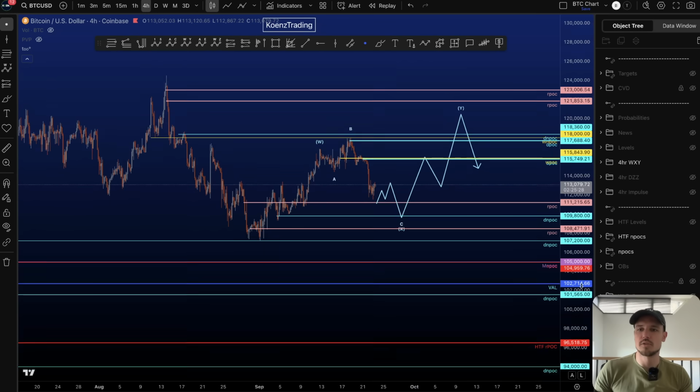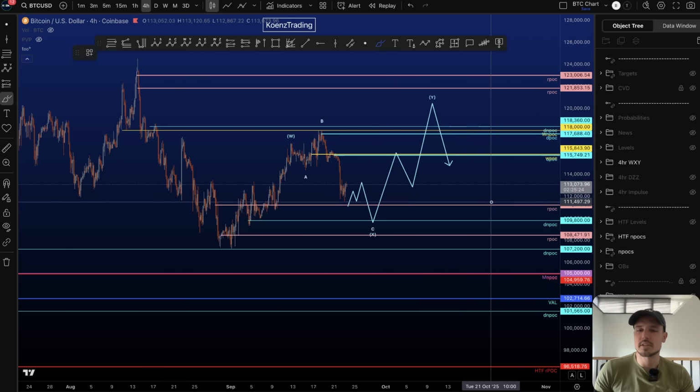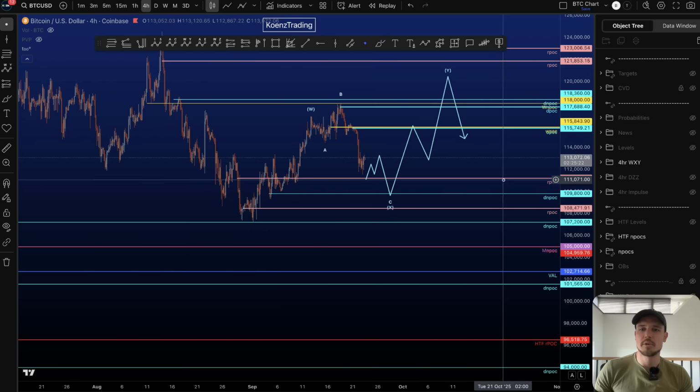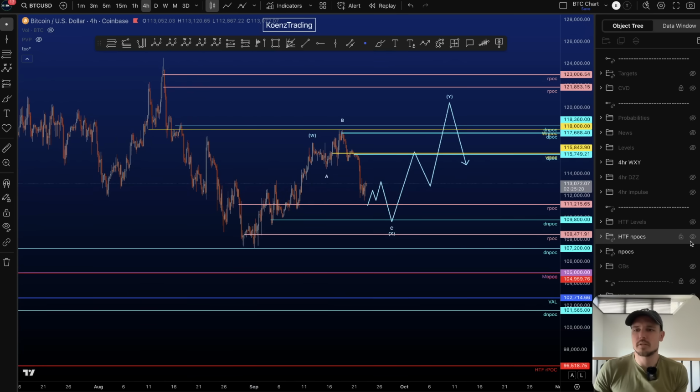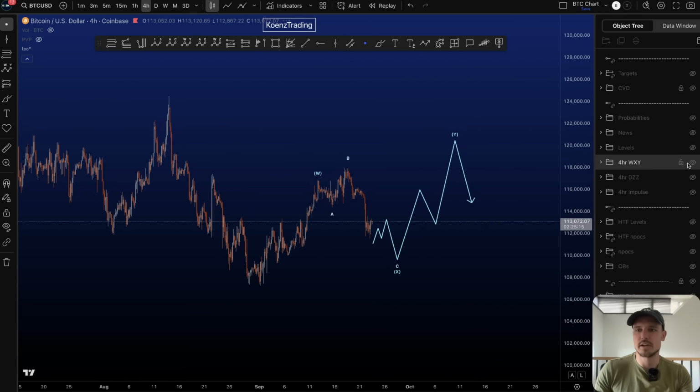If I only toggle on the volume levels, then you can see that there are a few pockets here and there that are interesting areas of support or resistance. But yeah, I've mainly covered the different scenarios with the levels that are most interesting in this current range.